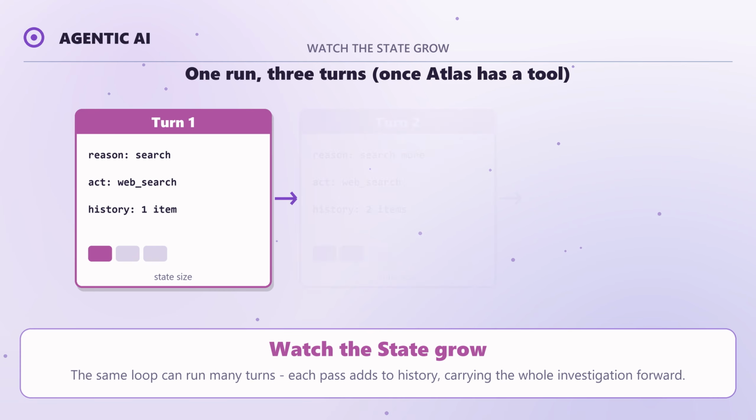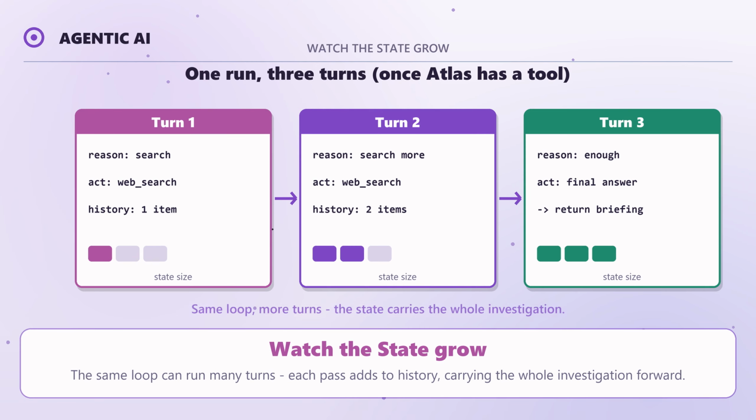Let's watch what that loop does over more than one turn. Version 0 finishes simple questions in a single pass, but the loop is built to iterate. Here's a 3-turn run, the kind you'll see once Atlas has a tool next lesson.